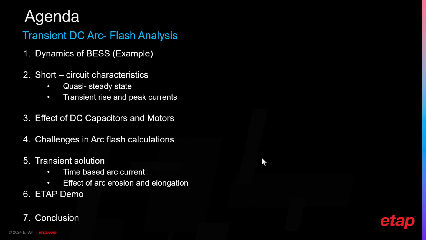So the agenda for today's presentation is to make sure that we understand the dynamics of the battery energy storage system. What are the short circuit characteristics that a battery could have and its associated elements, such as the effect of DC capacitors and motors that is included in ETAP? And what are the challenges faced in the arc flash calculations, and how the transient solution is one of the most accurate and sophisticated methods to determine the time-based arcing current, and also to consider other effects of arc flash such as arc erosion and elongation, with a step-by-step demonstration of the ETAP software.